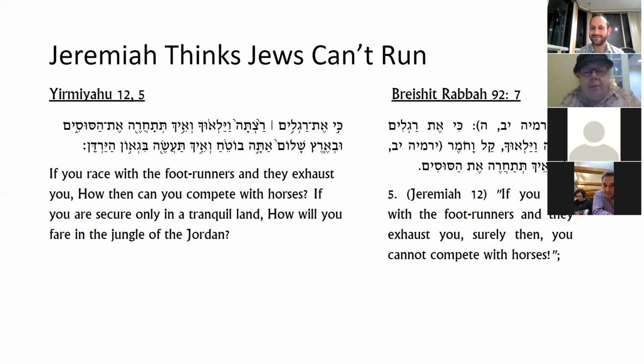"If you race with the foot runners and they exhaust you, how can you compete with horses?" Okay, pause. That was the first one. If you can't keep up with the people who run by foot, you expect to be able to beat those who have horses. The most similar case would be if you're not the fastest person on the block, yet you think you'll train for the Olympics. What are you thinking? You can't beat the other person over there locally on foot, and you think you can outrun a horse? Humans can't really outrun horses, as I'm sure you've probably seen.